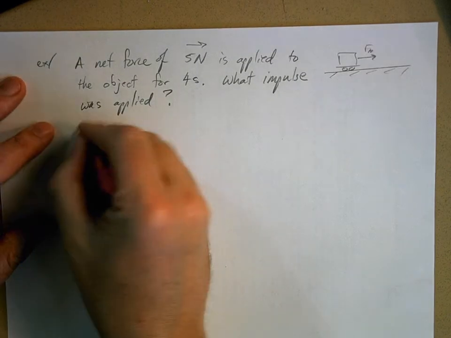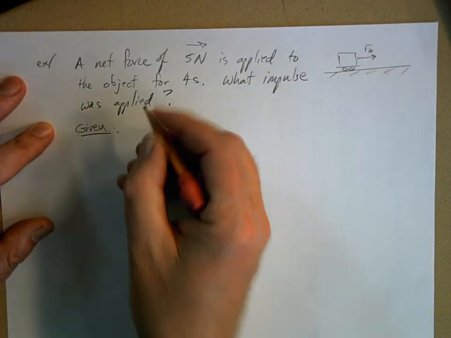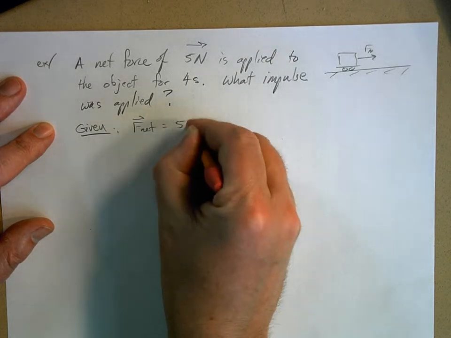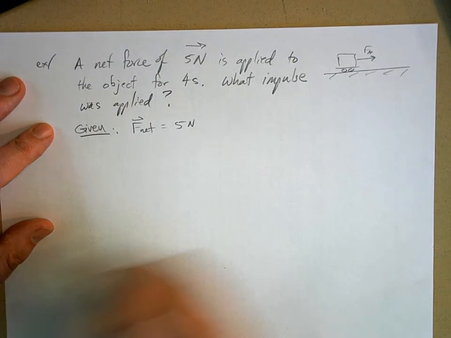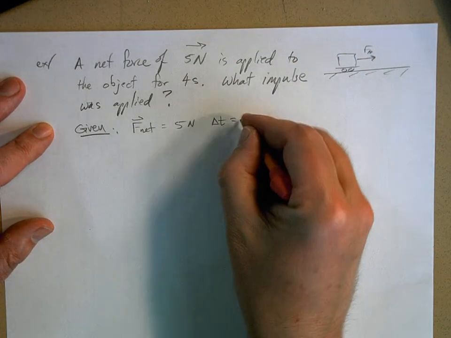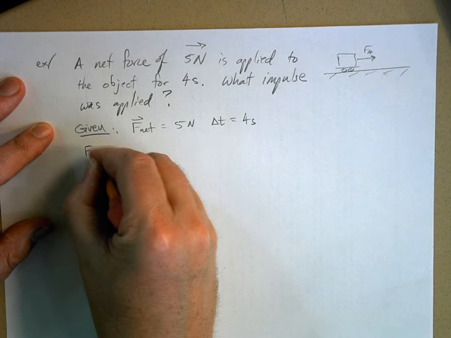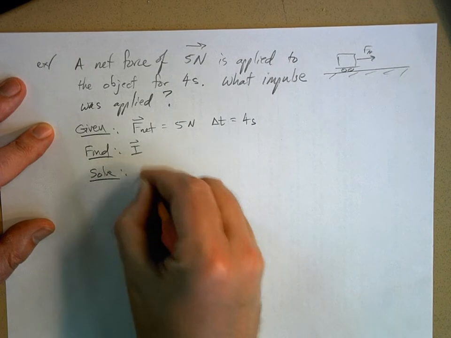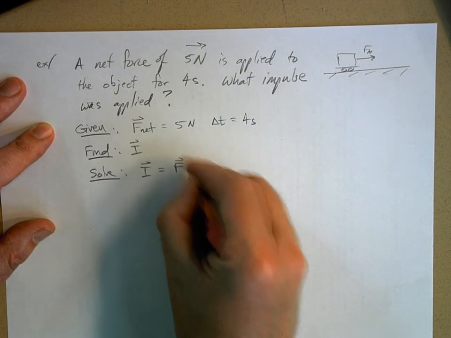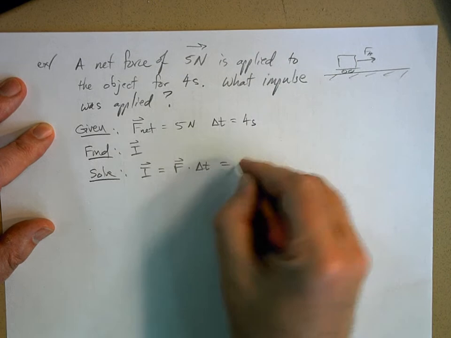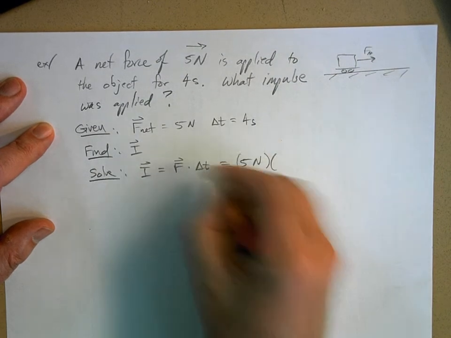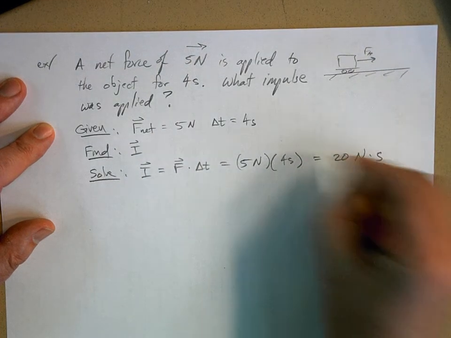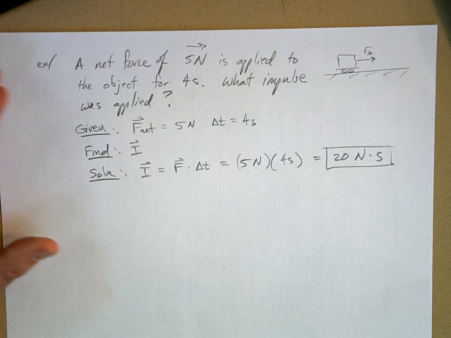Well, you would say, okay, given the net force is 5 newtons, and delta T is 4 seconds. We want to find the impulse. We said the impulse is equal to force times time. So you would say 5 newtons times 4 seconds equals 20 newton seconds. Put a box around your answer, and we're done. Easy.